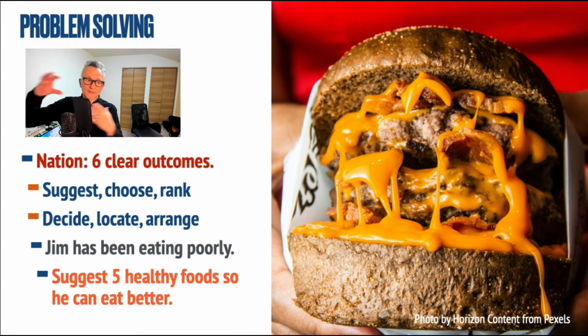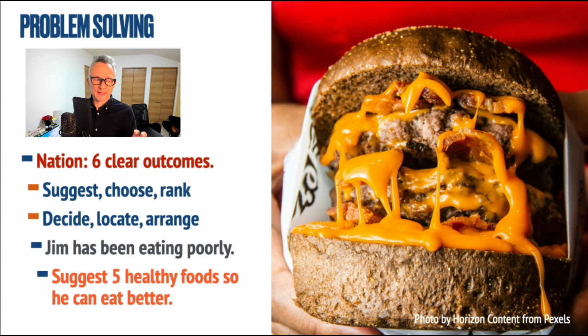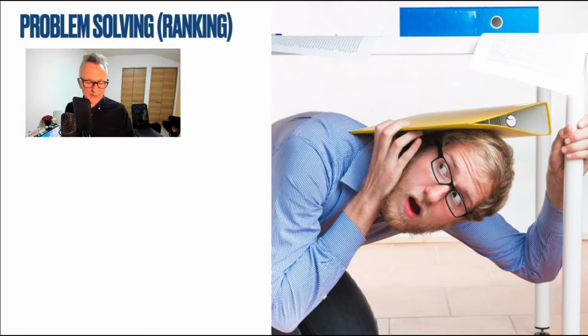So students of different levels can participate in a problem-solving activity. After the small group comes up with their 5 suggestions, one person can report those to the whole class. That's one example. Here's a problem-solving activity that uses the principle of ranking to get a clear outcome.